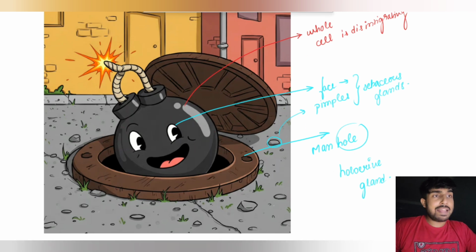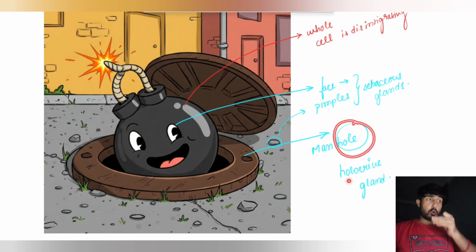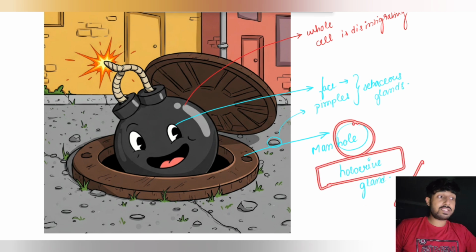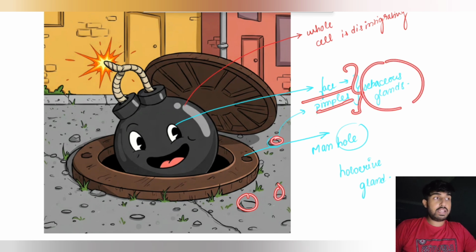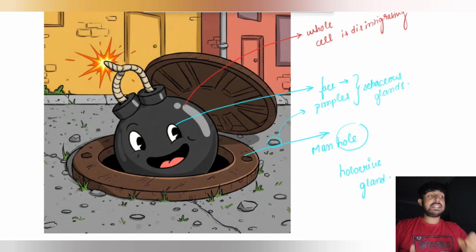Now coming towards your manhole. Can you see this manhole? This hole is our representation of holocrine gland. Now just see, this bomb is having a face, and these pebbles are basically pimples. Okay, so sebaceous glands are the example of holocrine gland.